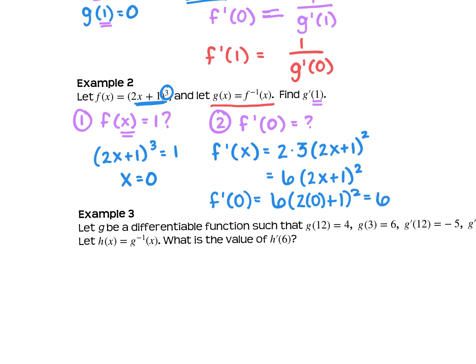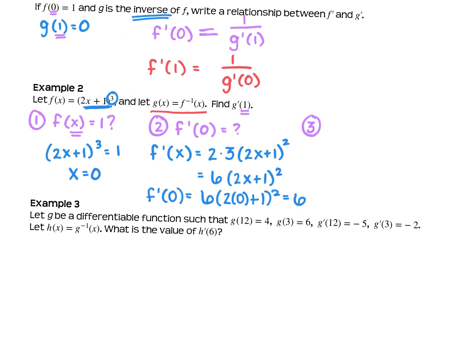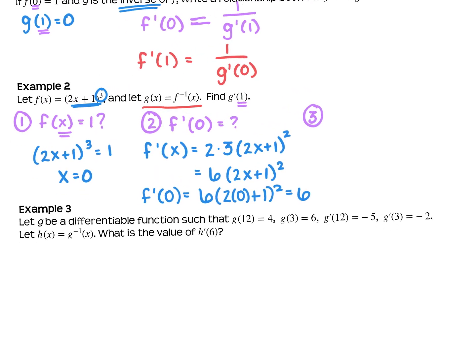And my third step here, to actually answer my question, and I could have actually jumped to this third step a second ago. I would still have to come back and do that thing in the middle, but I could say, I know that g prime of 1 is the reciprocal of the derivative at 0, right? That's that inverse relationship. So now I know that value, right? I know that f prime of 0 is equal to 6. So I can say g prime of 1 is equal to 1 over 6.